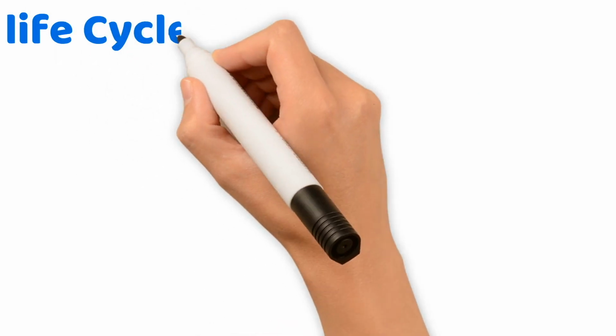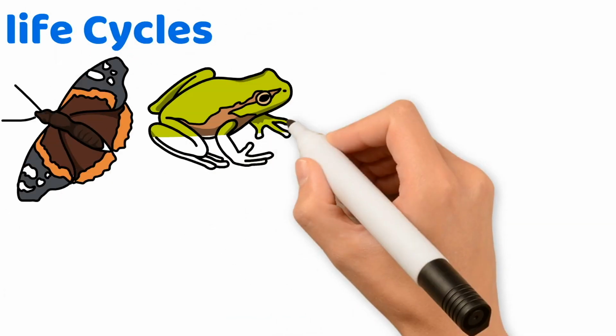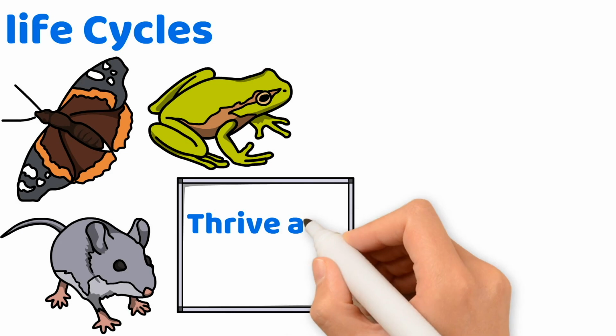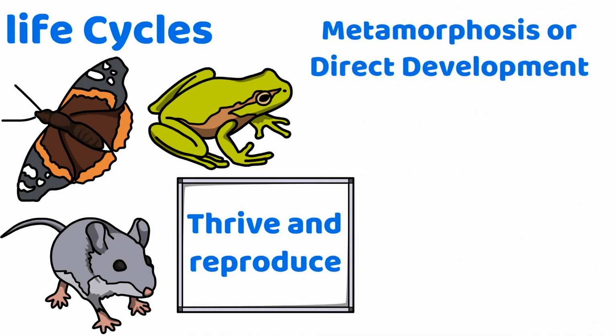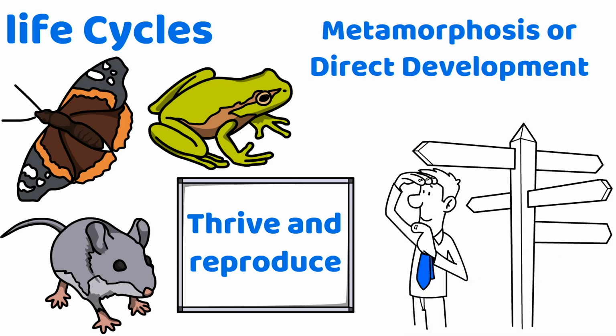Understanding life cycles, from butterflies to frogs to mice, reveals the diverse strategies organisms use to thrive and reproduce. Whether it's metamorphosis or direct development, life finds a way to continue across generations.